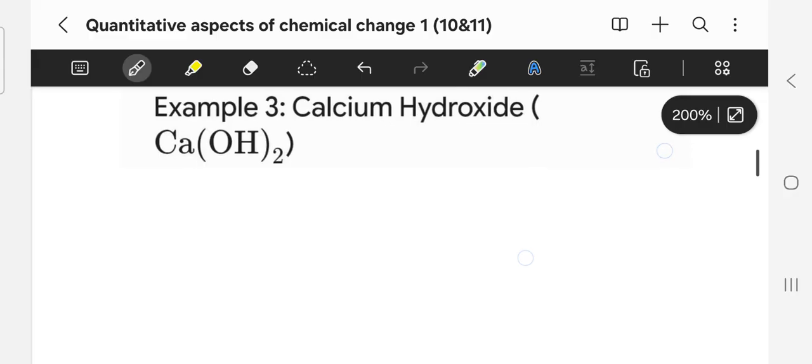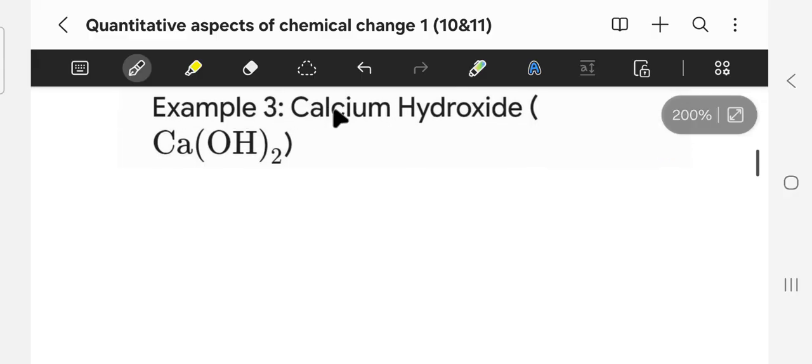Let's look at this last one. So this last one says we have to calculate the molar mass of calcium hydroxide, and the formula for calcium hydroxide is Ca, in brackets OH, close bracket, and then we have a 2 at the bottom. Now before I do the calculation, I want you to understand what this 2 means. This 2 means that everything in brackets is multiplied by 2. So if I have oxygen, that means I have 2 oxygens because of this bracket here.